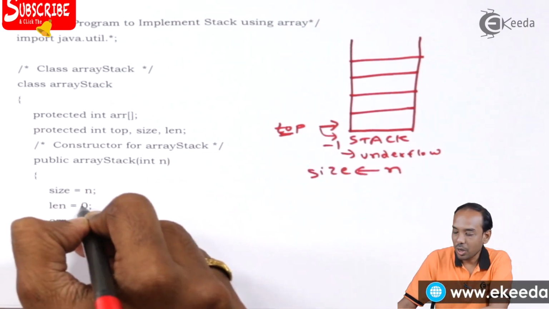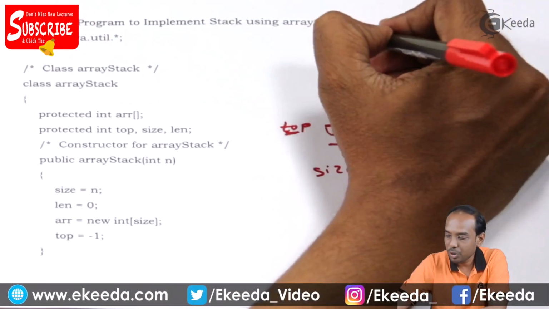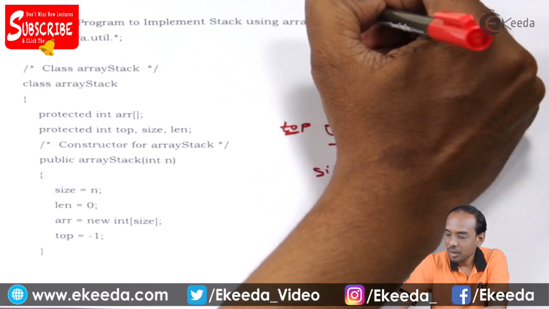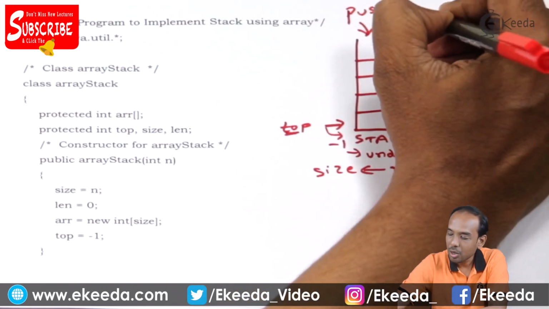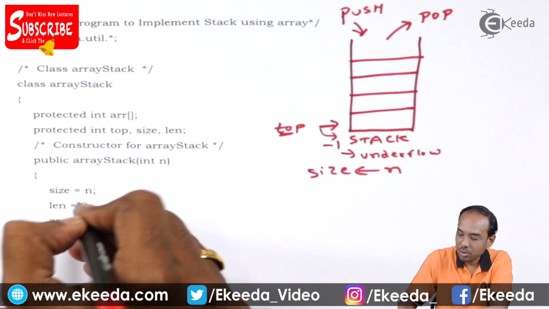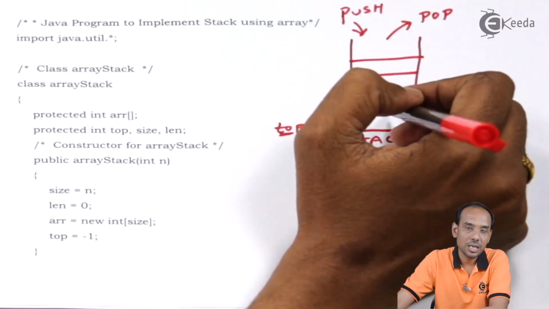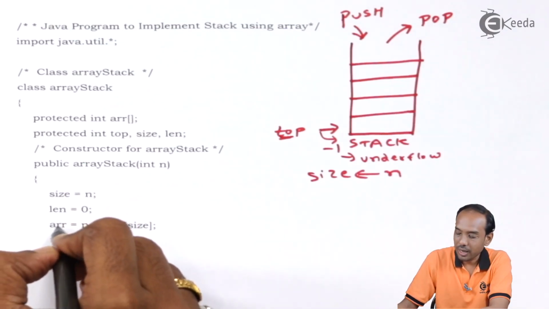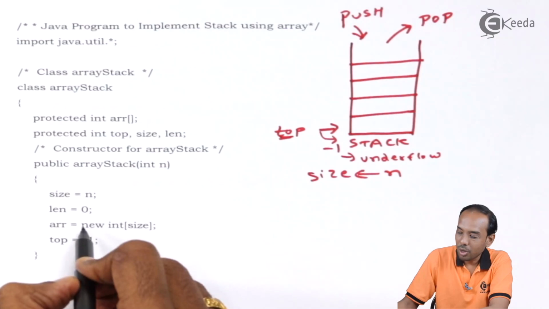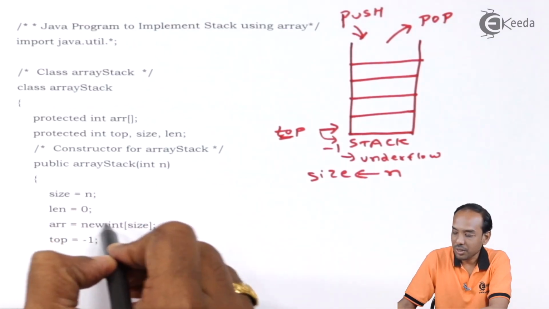Now length equal to 0 because I have nothing to push and pop. So whenever I'm inserting the element, it is push operation, and whenever I'm deleting the element, that is pop operation. So next will be length equal to 0 because we don't have any element inside the stack. Then I'm passing the values. Okay, so arr, that is your array equal to new int size. So whatever size I'm getting to the end, I'm just passing the size.